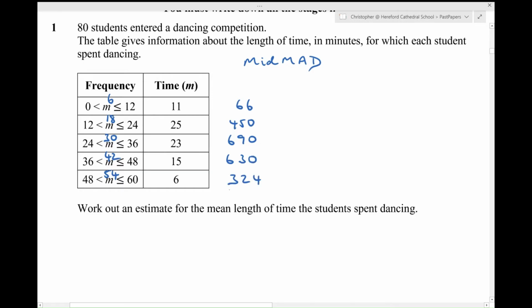So I've multiplied. Now I'm going to add those up on my calculator. I get 2,160. And now I'm going to divide. What am I going to divide by? I'm going to divide by the number of students, which in this case is 80. So an estimate for the mean length of time the students spent dancing is 27 minutes.